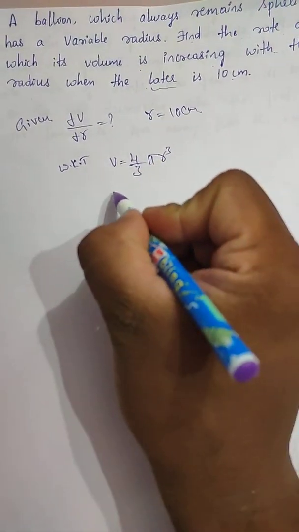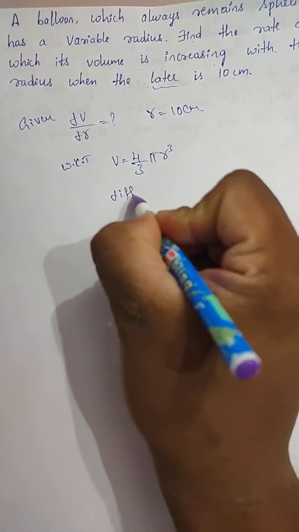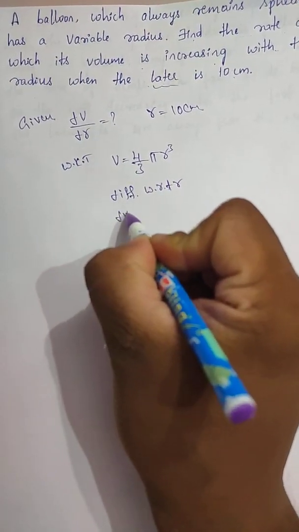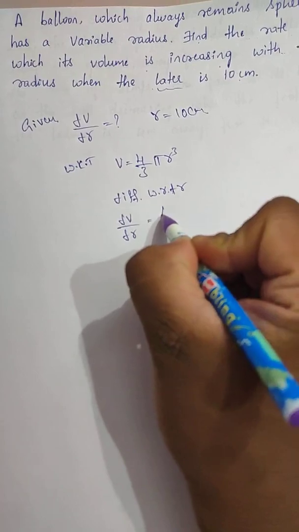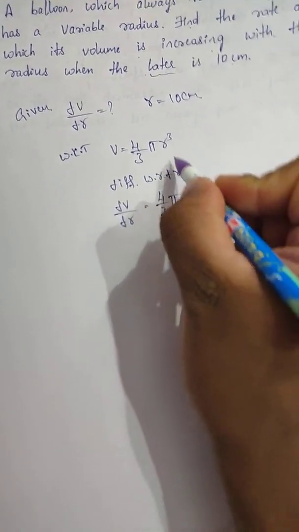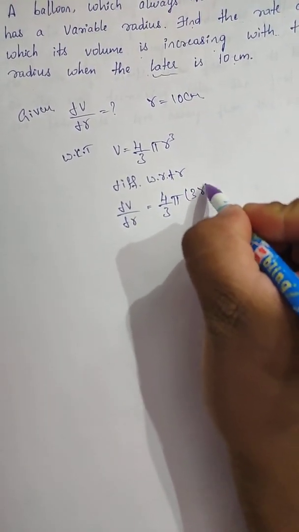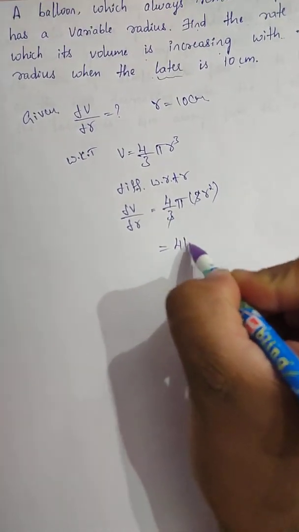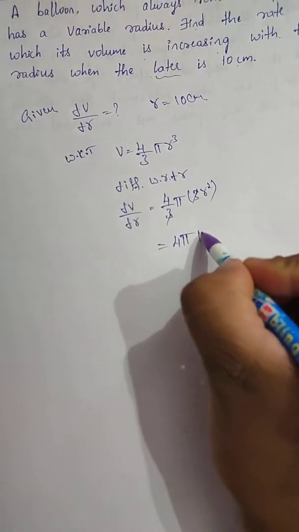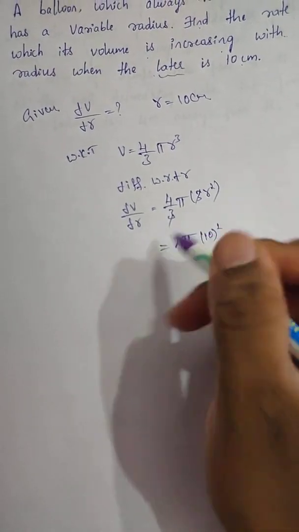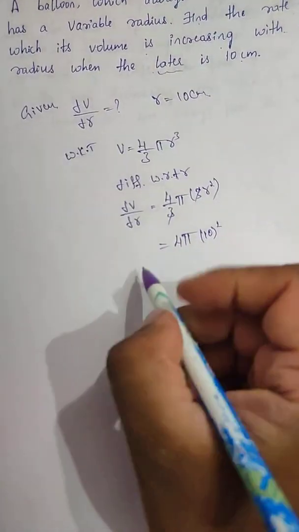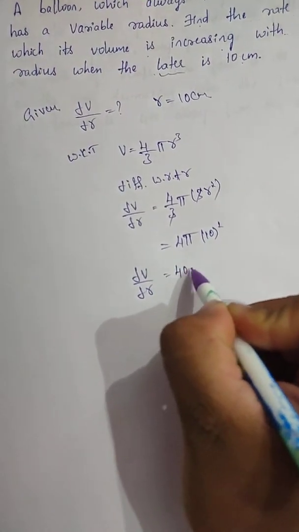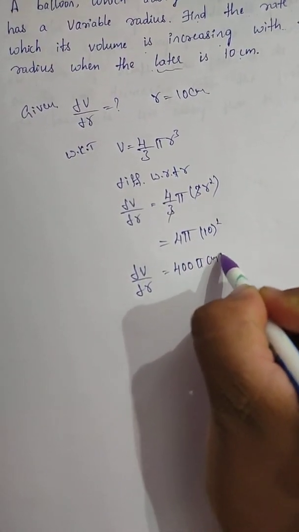Now differentiate with respect to r. So dV/dr is equal to 4/3 pi, which is a constant, times the differentiation of r cube, which is 3r square. So 3 cancels, giving 4 pi r, with r being 10, so 10 square. 10 square is 100, and 100 into 4 is 400. So dV/dr is equal to 400 pi centimeter square.